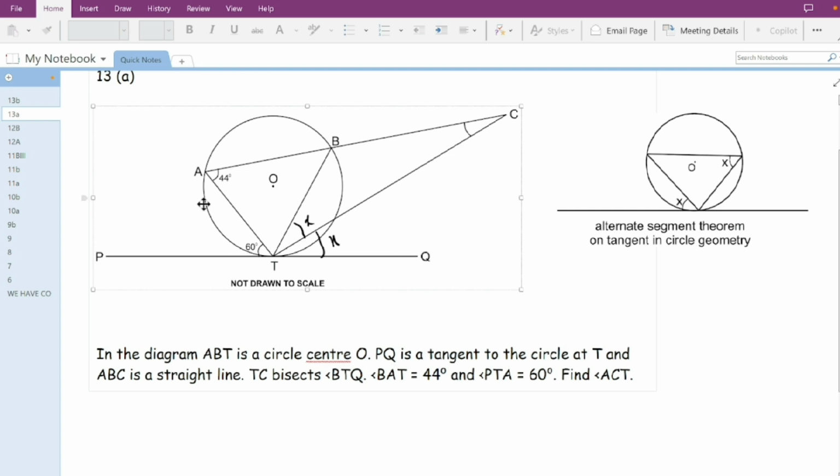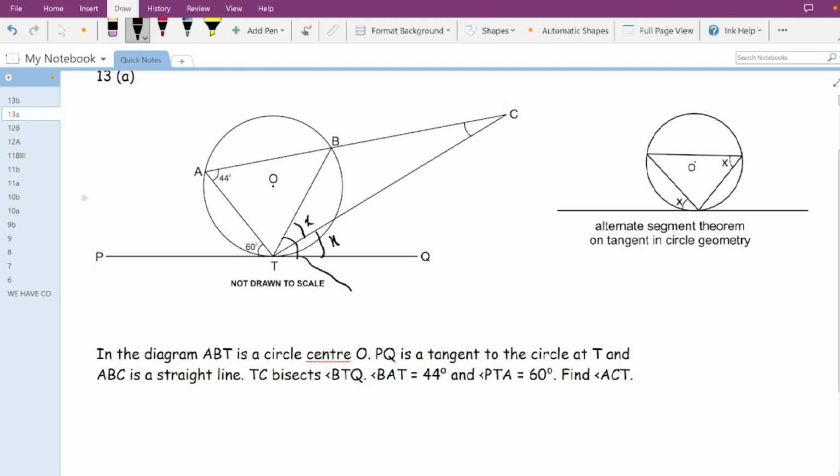And this year, we've seen a lot of questions, or most of the questions that have to do with circle geometry, having something to do with the alternate segment theorem on tangent in circle geometry. That means the angle formed by a chord with a tangent is the same as the angle the chord forms on the circumference of the circle. Now what it's saying is that if this is 44, this angle here is also 44, because TB is a chord and the chord hits the tangent PQ at T, forming an angle. That means this big angle here is 44 degrees.